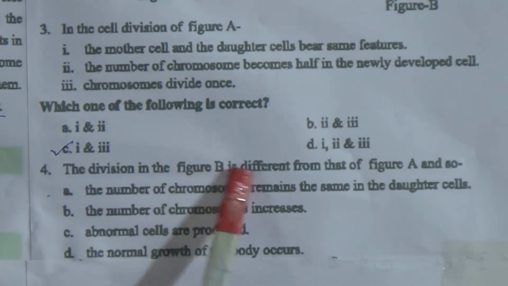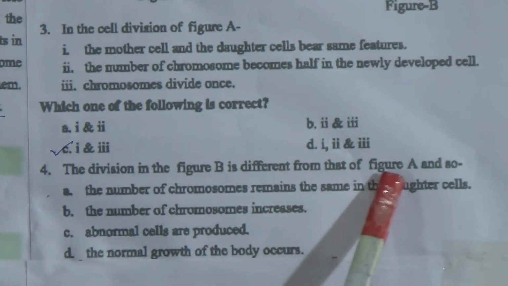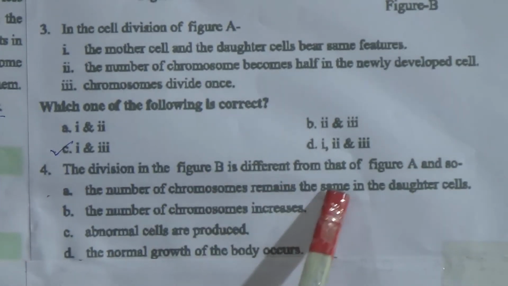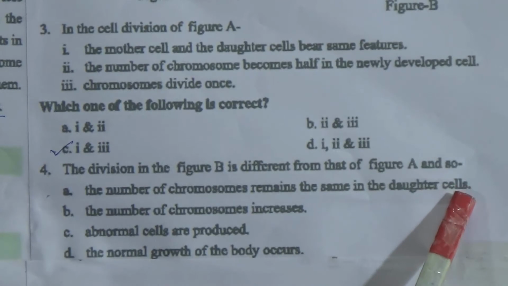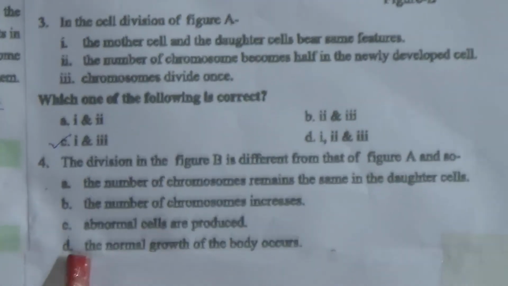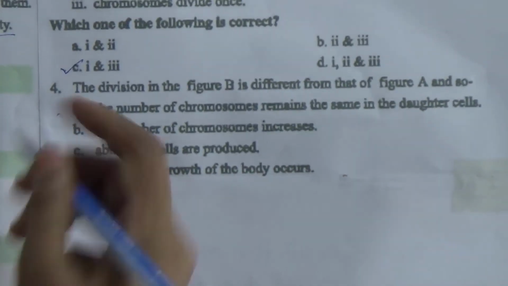The division of figure B is different from that of figure A, and so the number of chromosomes remains the same in the daughter cell, and the number of chromosomes increases, abnormal cells are produced, and growth of the body occurs. There, students, that will be the answer.